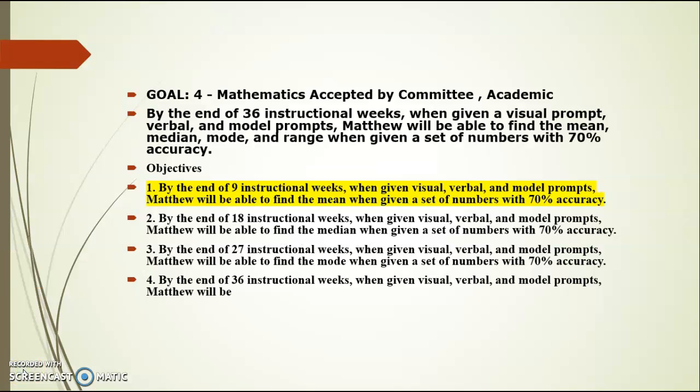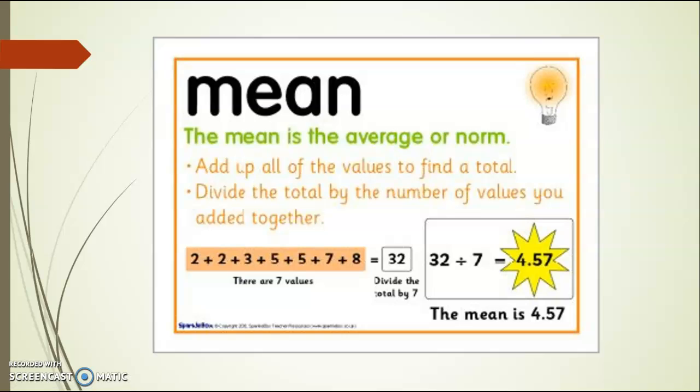So for goal number 4, we are going to be finding the mean when given a set of numbers. And a mean is the average or norm. When we are finding the mean, we are going to add up all of the values to find a total. And then once we have our total, we will divide the total by the number of values you added together.